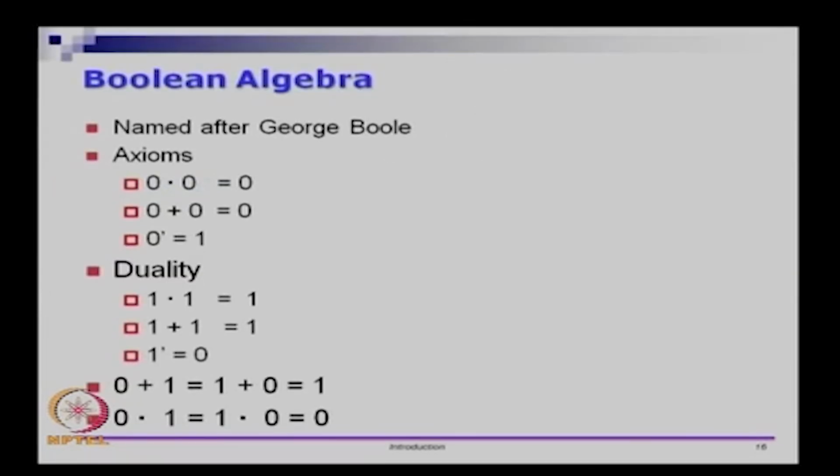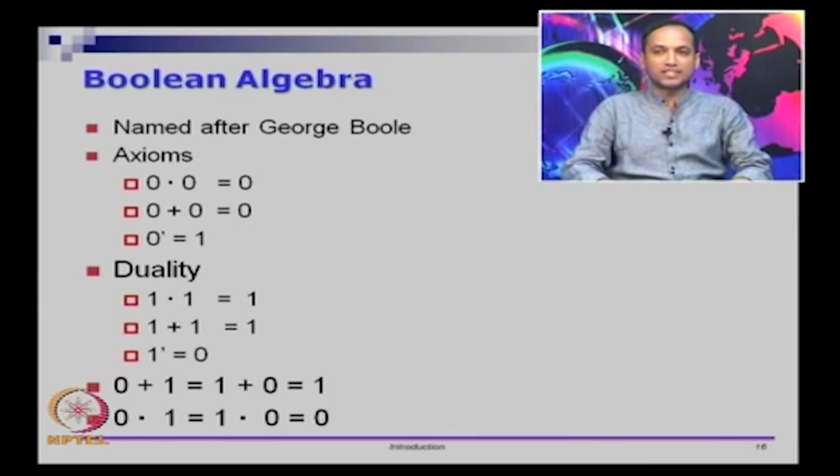So let us look at what are called the laws of Boolean algebra. This is named after George Boole, who lived in the 19th century, and the laws that he laid the foundations for are useful for digital circuits. So we will start with the so called axioms. Axioms are things that do not have to be proven, we take them for granted. The three basic axioms of Boolean algebra are as follows.